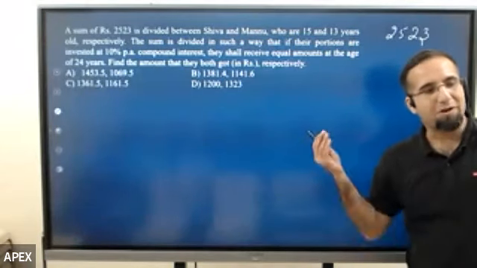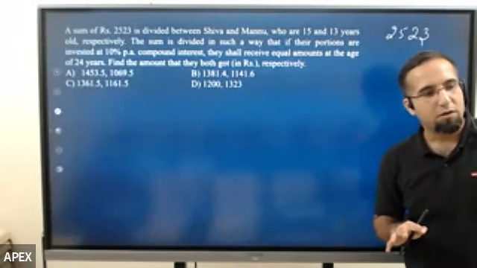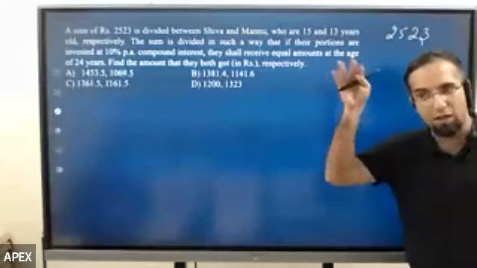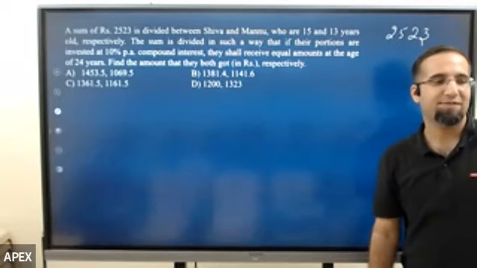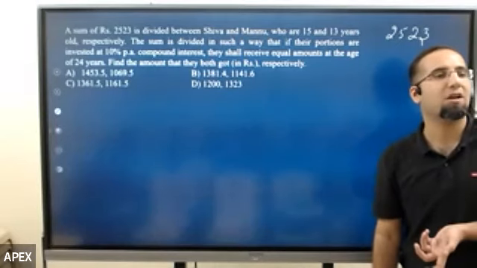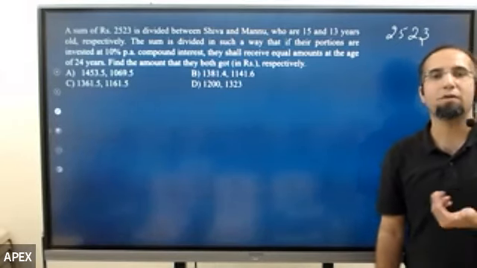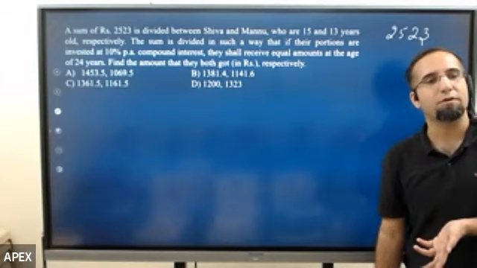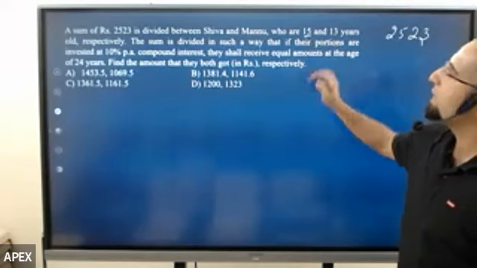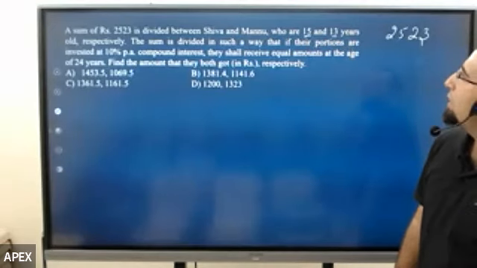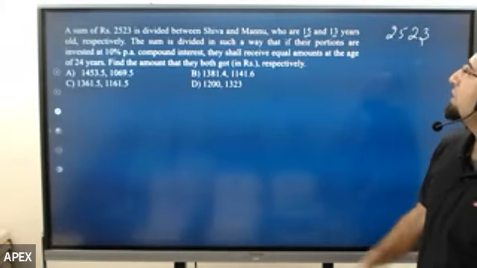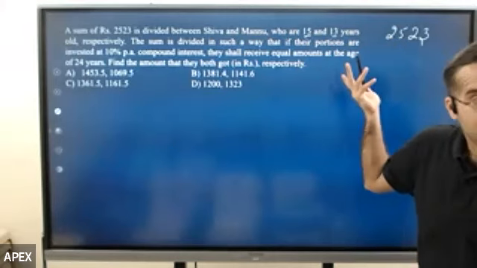These are minimum formulas. You didn't know the formula? You didn't read the question? It's formula based. Why do you leave formula based questions for last? You know the formula, then why are you leaving the question? Right, it's very clearly telling you that this guy's interest is for 9 years. This guy's interest is for 11 years. And the question says that they shall receive equal amounts.